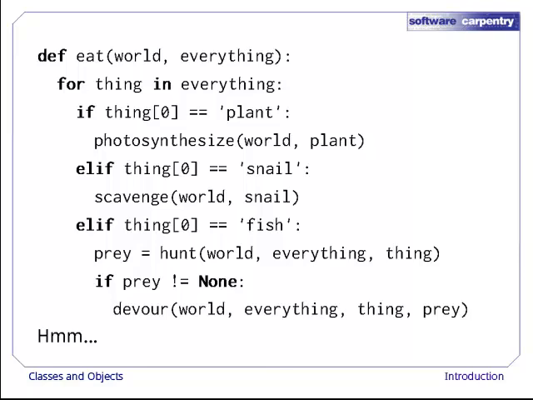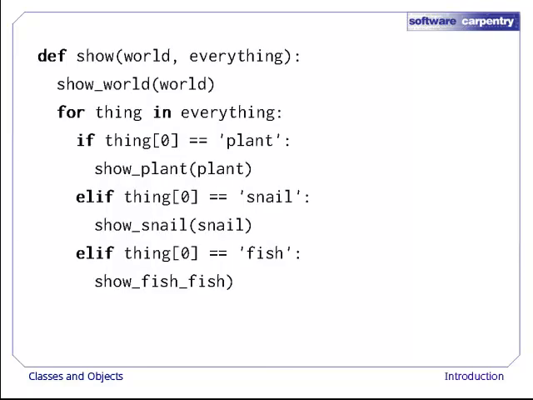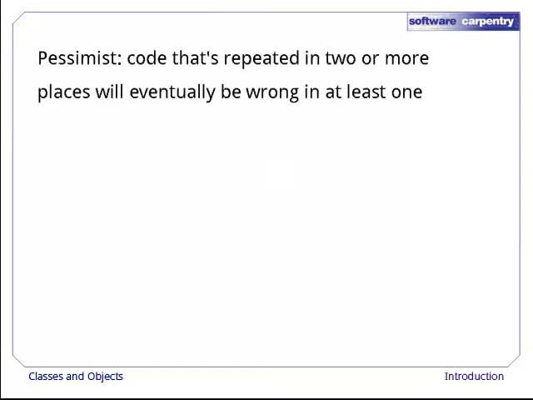To understand why, let's look at our third main function, show. Sure enough, it has a loop that uses the types of the things in the aquarium to decide what specialized functions to give those things to. This is starting to look familiar. As we said before, code that's repeated in 2 or more places will eventually be wrong in at least one.